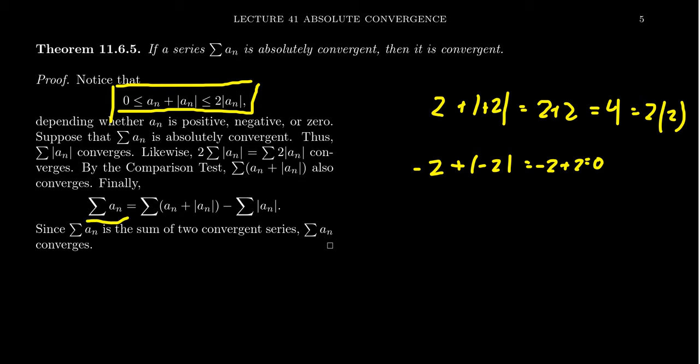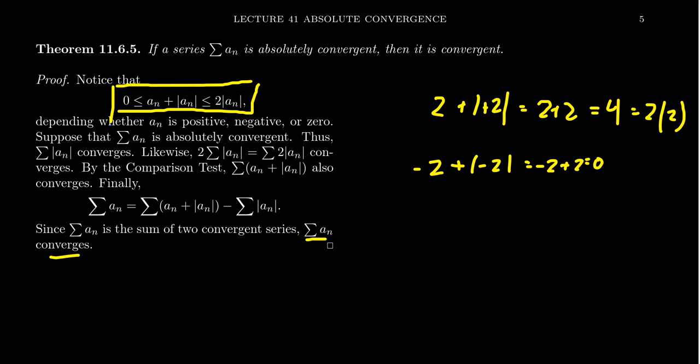Now, wait a second. The series of a_n, this is the actual one we're interested in, right? We assume this series is absolutely convergent. We want to show that the series is convergent. So the series of just the a_n's, notice that's actually a difference of two convergent series. We could take the series where you add together a_n and the absolute value of a_n, and we can subtract from it the series of the absolute value of a_n, which was the absolute series, which we already know is convergent. If you take the difference of these two series, you'll end up with the sum of a_n. And the difference of two convergent series is necessarily convergent. And so therefore, we get that the series of a_n is convergent.